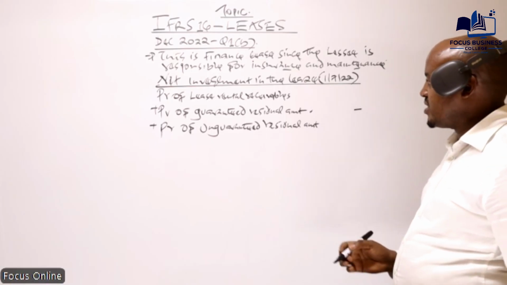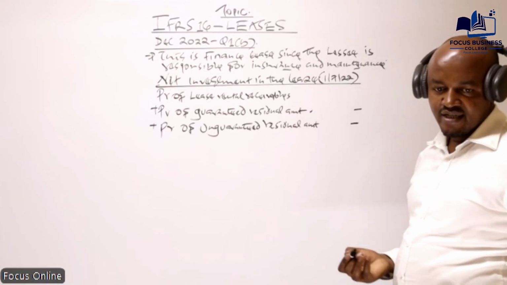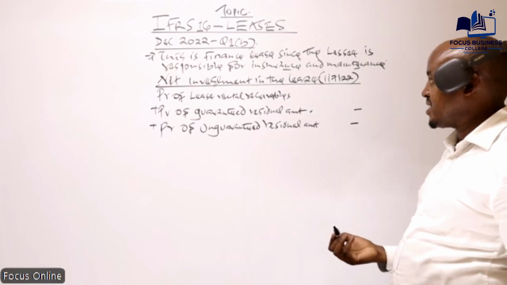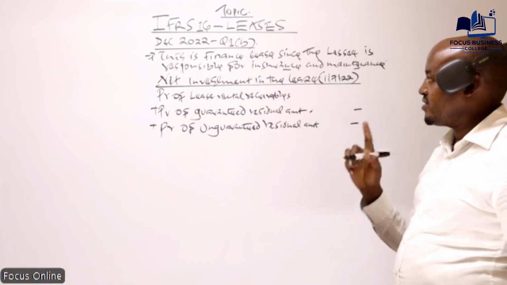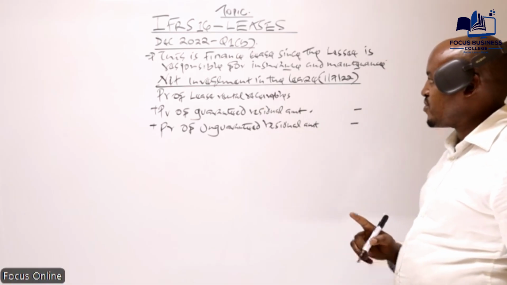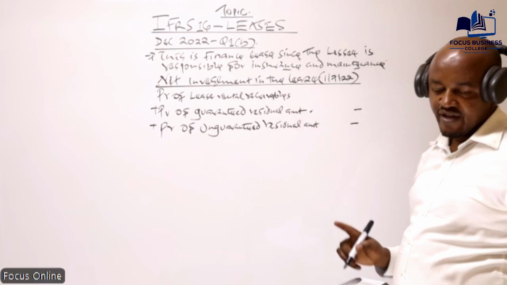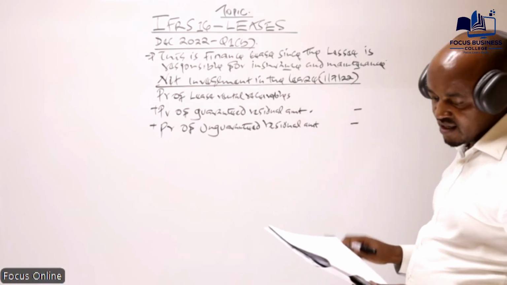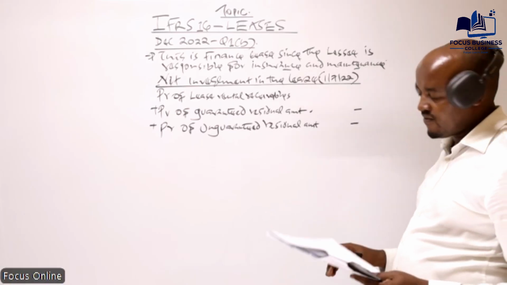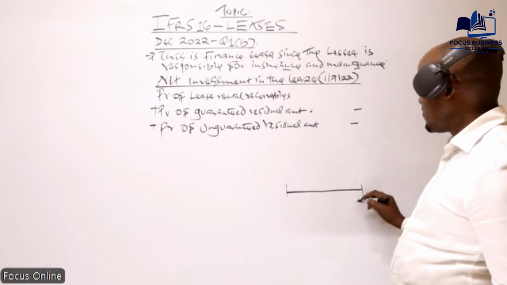The guaranteed residue amount, equally we don't have. And unguaranteed residue amount. It basically means that the net investment in the lease will be equal to the present value of the lease rentals receivable. Are we given the amount of money the owner of the asset will be receiving each year? Yes. That information we have in sentence 2. We are told the lease is for 4 years. So this is basically a lease for 4 years.